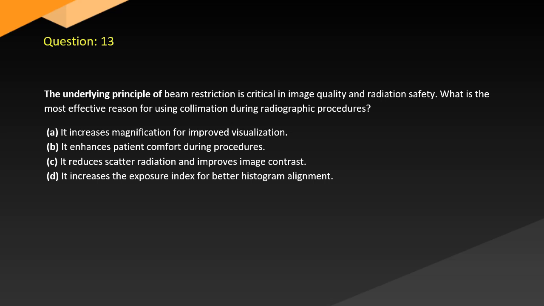Question 13. The underlying principle of beam restriction is critical in image quality and radiation safety. What is the most effective reason for using collimation during radiographic procedures? A. It increases magnification for improved visualization. B. It enhances patient comfort during procedures. C. It reduces scatter radiation and improves image contrast. D. It increases the exposure index for better histogram alignment.